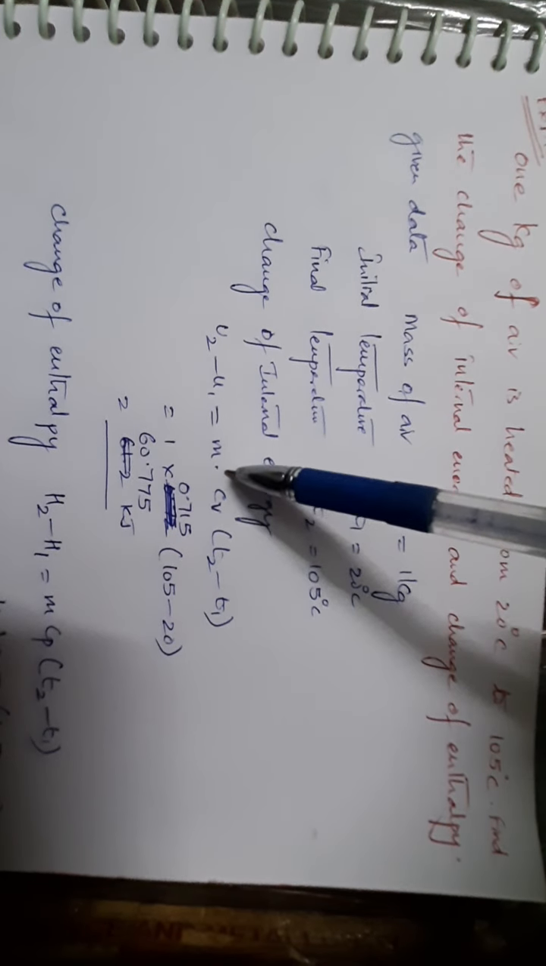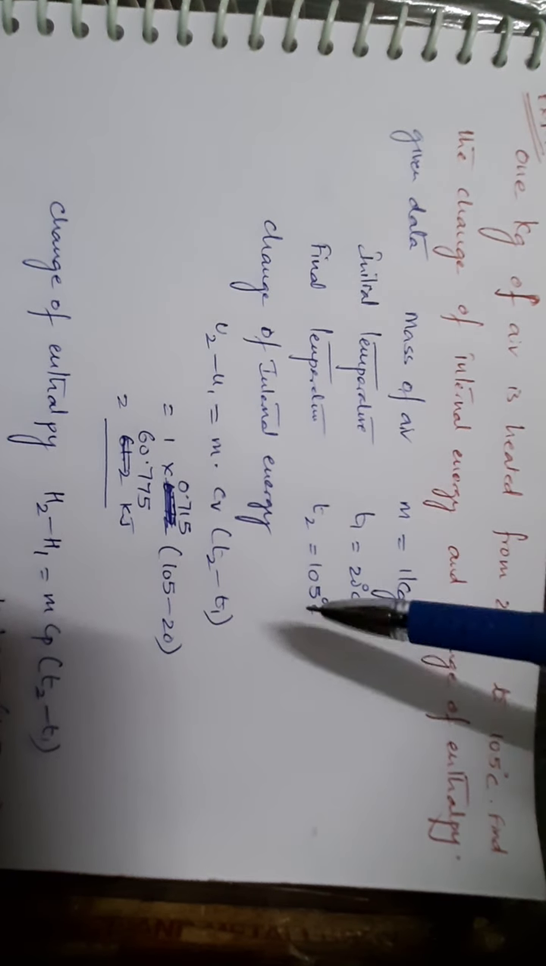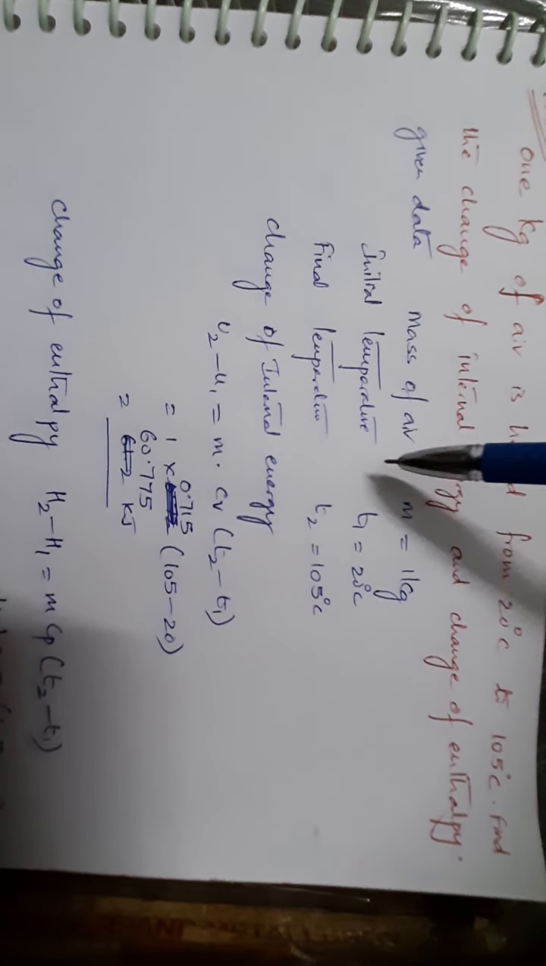The value of Cv we discussed in the previous class: 0.715. So 0.715 into (T2 - T1). You can directly substitute the temperatures in centigrade. You are going to get 60.775 kilojoules.